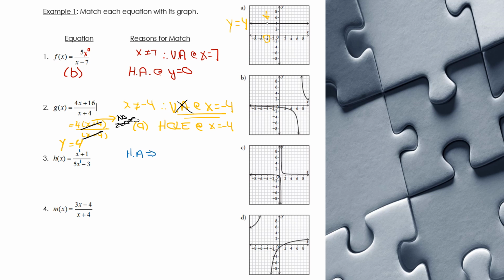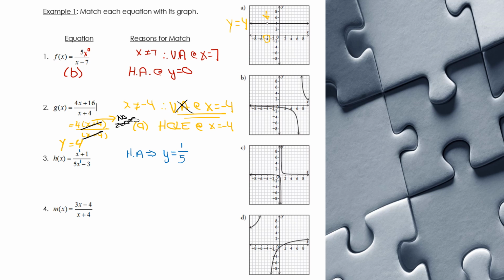So our horizontal asymptote is going to be found by writing y equals. You have to write that for an asymptote. It's an equation of a line, it's not a number. So my leading coefficient of the numerator is a 1. My leading coefficient of the denominator is a 5. So I should have a horizontal asymptote at y equals 1/5.